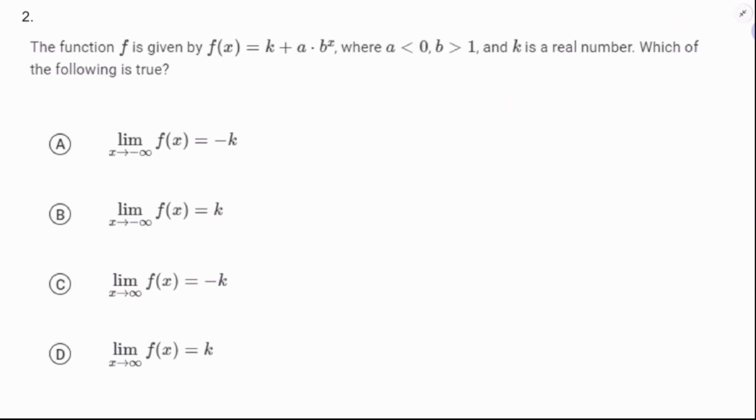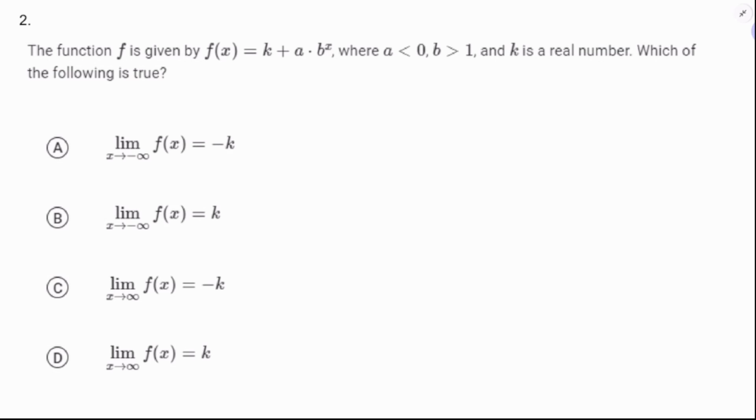We've got a good number of problems in this set. So f is given by f of x is some number k plus a times b to the x. Okay, so it's an exponential that's been shifted up or down by some number. Okay, which of the following is true? And so we're talking about limits as x approaches infinity and negative infinity.